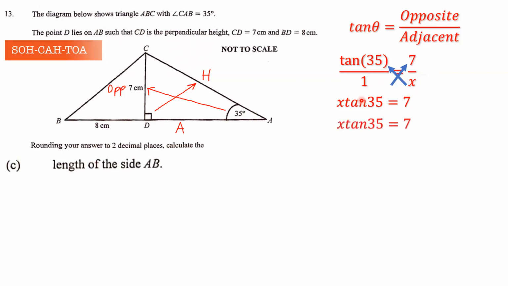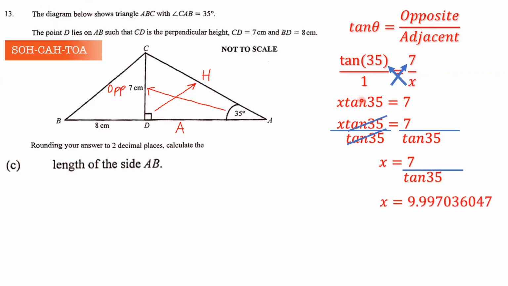We want to isolate the x, so we want x by itself. We divide both sides by tan 35, so that we can cancel this tan 35 with that tan 35. And we get that x is equal to 7 divided by tan 35. What is 7 divided by tan 35? That's going to be 9.99703604, which is x, the length DA.